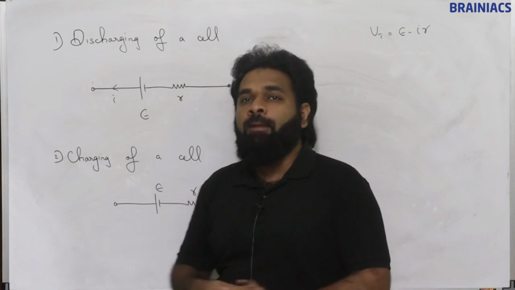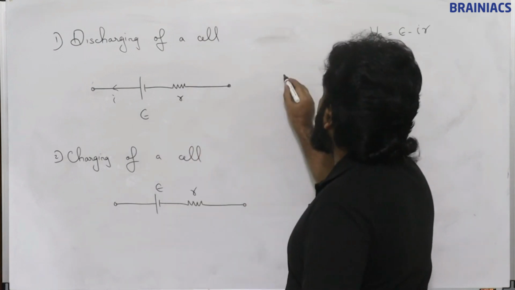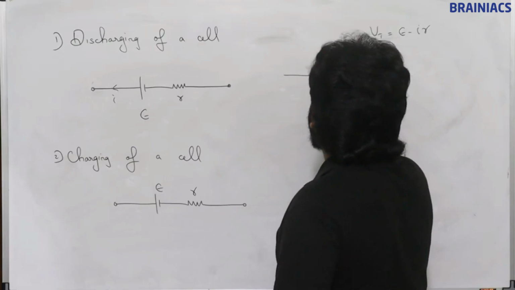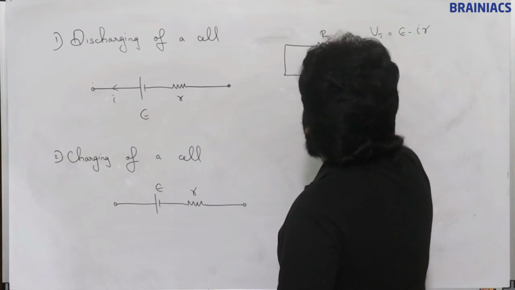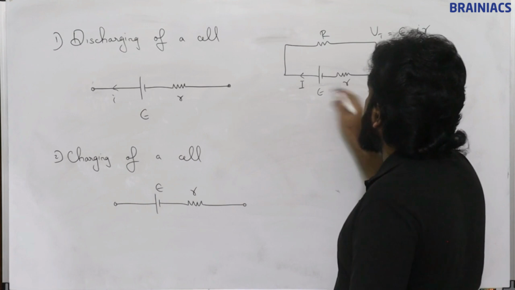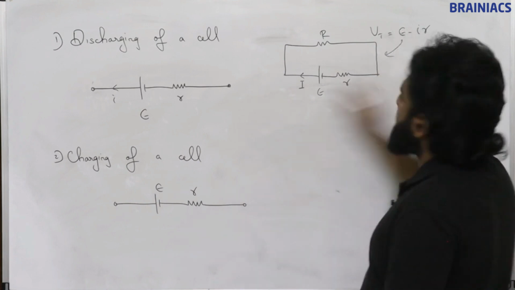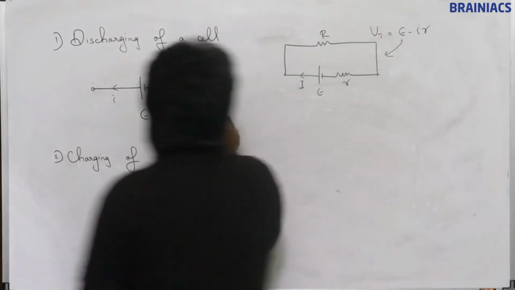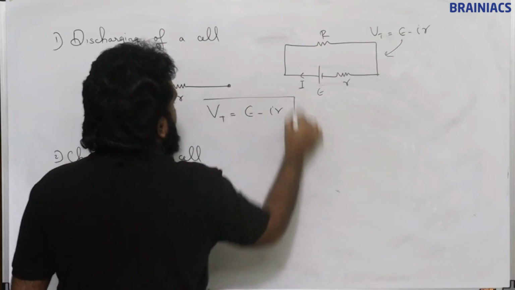This is the very same as what we have discussed. This is nothing but discharging of the cell. This is R. Say current is flowing in this direction, with internal resistance and EMF E. Same as discharging of the cell, this formula is applicable here. So for discharging of the cell, we can say the terminal potential difference is E minus IR.